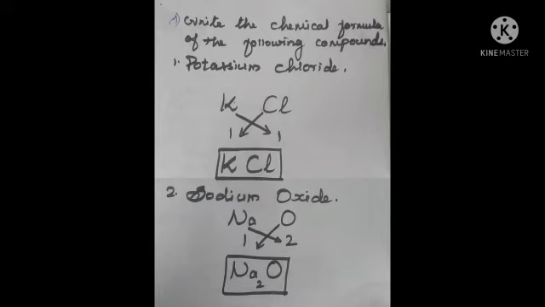Okay. So first one, write the chemical formula of the following compounds. First one, potassium chloride. Potassium chloride. What's the symbol for potassium?